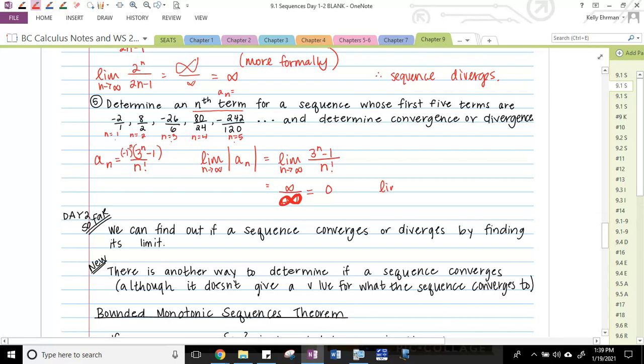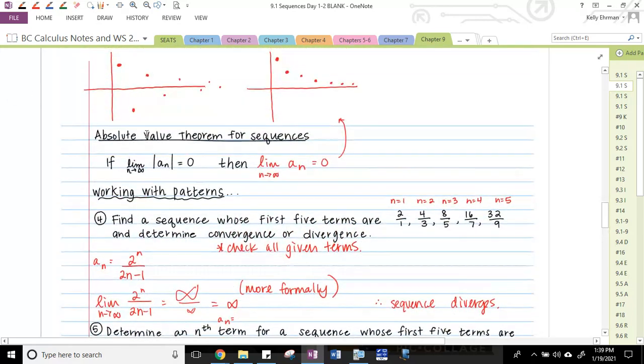Since we know the limit as n approaches infinity of the absolute value of a sub n equals 0, therefore the limit as n approaches infinity of a sub n will equal 0 as well. That theorem only works for 0. So if you had an alternating sequence and the sequence absolute value limit was like 5, it doesn't mean that the alternating limit is 5. So this only is true if we get 0 here.